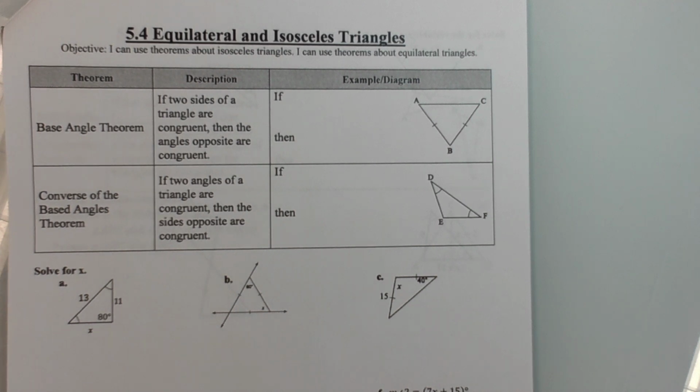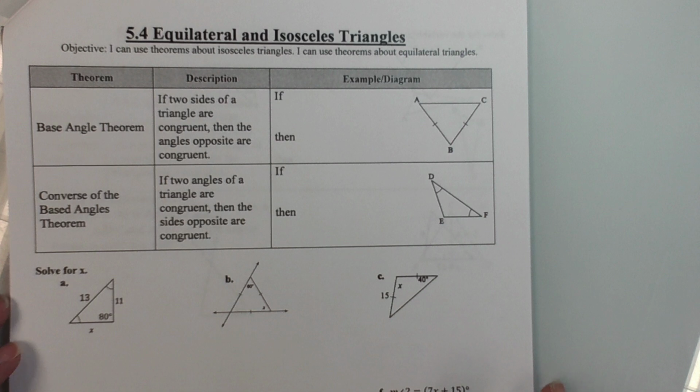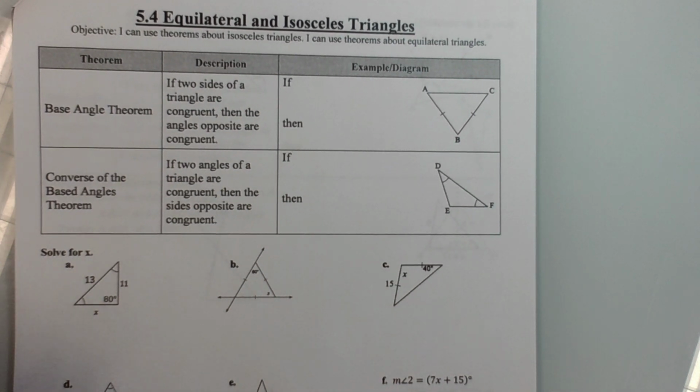Today we're talking about specific types of triangles. Specifically equilateral and isosceles triangles. What is a triangle that is equilateral? What's that mean? All three sides are the same. What's it mean to be isosceles? Two sides are the same. So, with this, we get some things that we know about angles and sides in triangles.